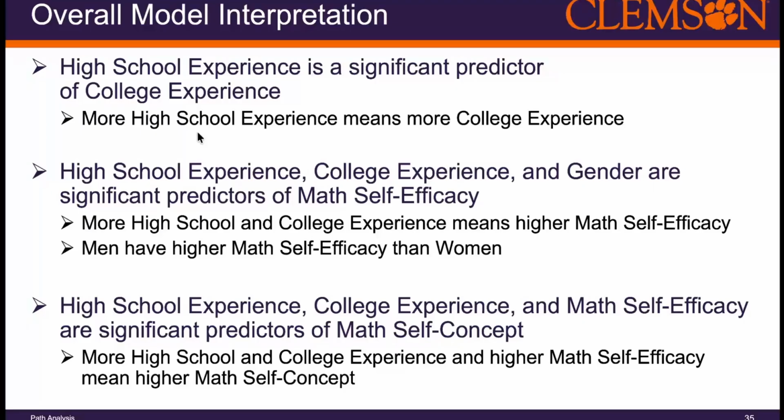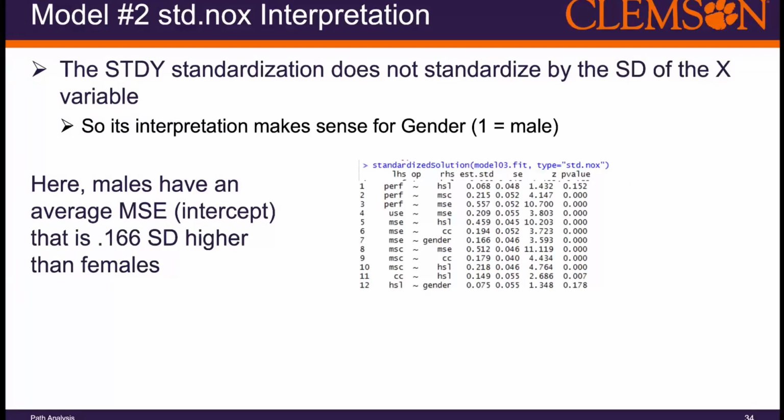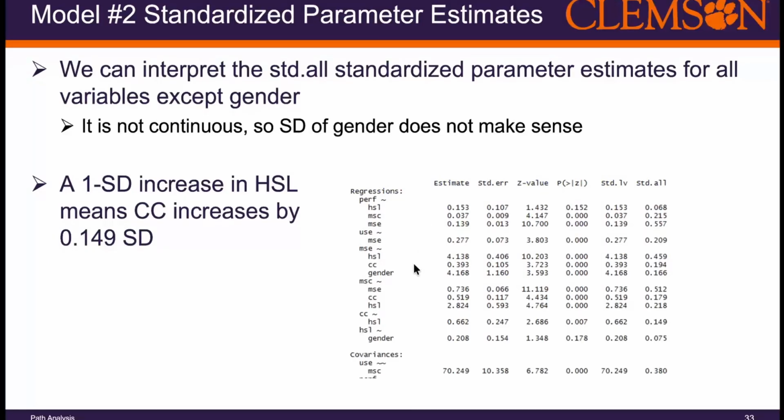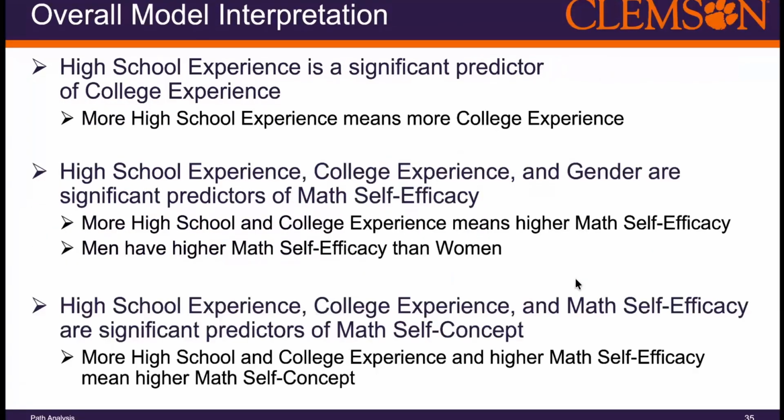So now we can interpret our model. This is just me going through each of those effects, talking about which one is significant. We can say that high school experience is a significant predictor of college experience. So more high school experience means more college experience. We can say that high school experience, college experience, and gender are significant predictors of math self-efficacy. We saw that previously as well, right here. These are all significant. So that means more high school and more college experience means higher math self-efficacy, and that men have a higher math self-efficacy than women.